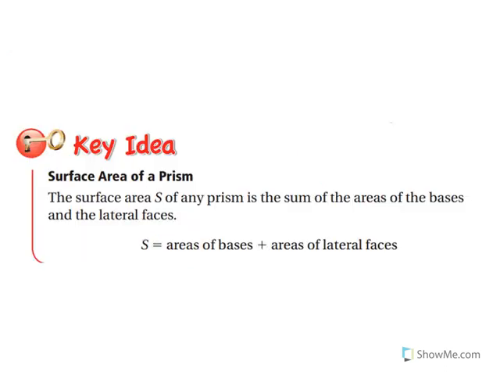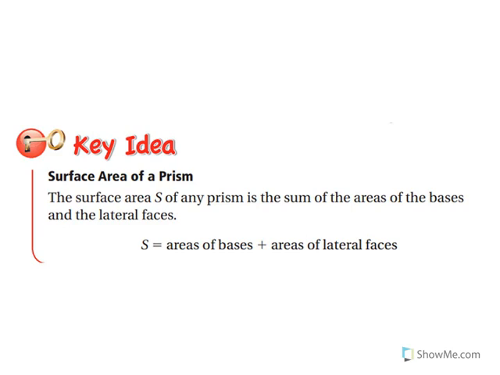All right. Okay, our next key idea, surface area of a prism. The surface area S, or SA, of any prism is the sum of the areas of the bases and the lateral faces. So basically you have S equals the area of the bases, which will be 2, and then the area of the lateral faces. And that's all of the faces that go around the bases.